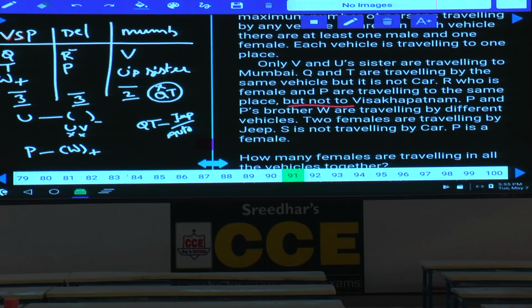Done with this? P and W are traveling by different vehicles. Then two females are traveling by jeep. S is not traveling by car. Now we need to identify who is the sister of U. Who are the persons left over here? P, Q, R, T, V and W were done. Now we are left with S and U.